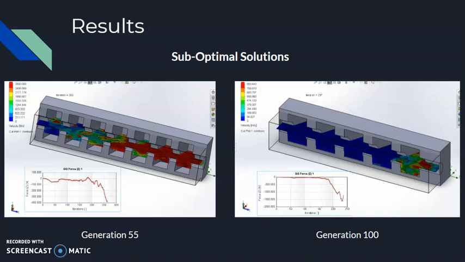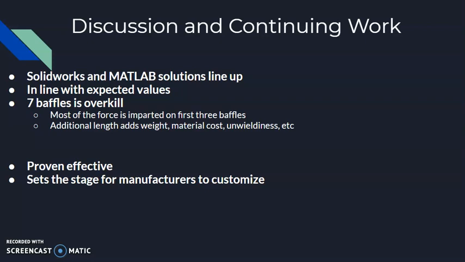Earlier generations of the MATLAB optimization were also tested in SOLIDWORKS in order to visualize how different designs of the brake create suboptimal thrust values. As can be seen by the force graphs on each generation, the earlier generations have much lower thrust values than the later generations as the program works closer and closer to the optimal solution. In these results, we see that the SOLIDWORKS and the MATLAB solutions line up very well, and they are in line with the expected values between 300 and 700 pounds force.